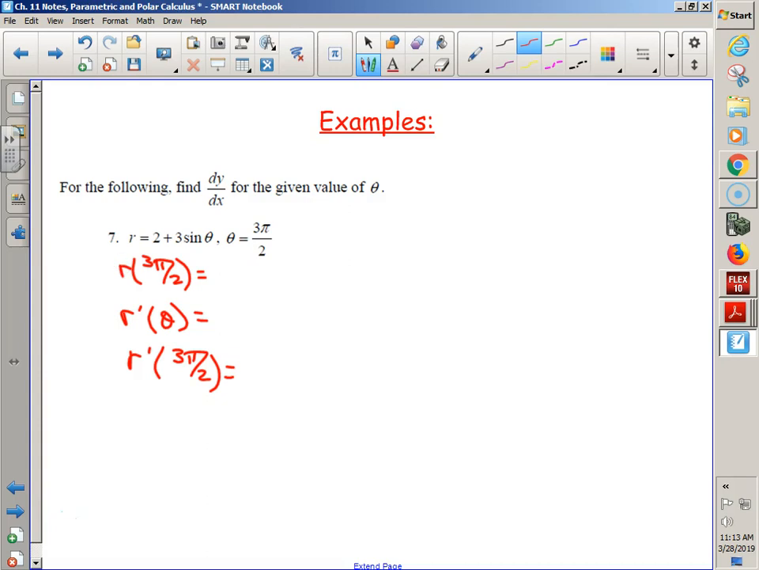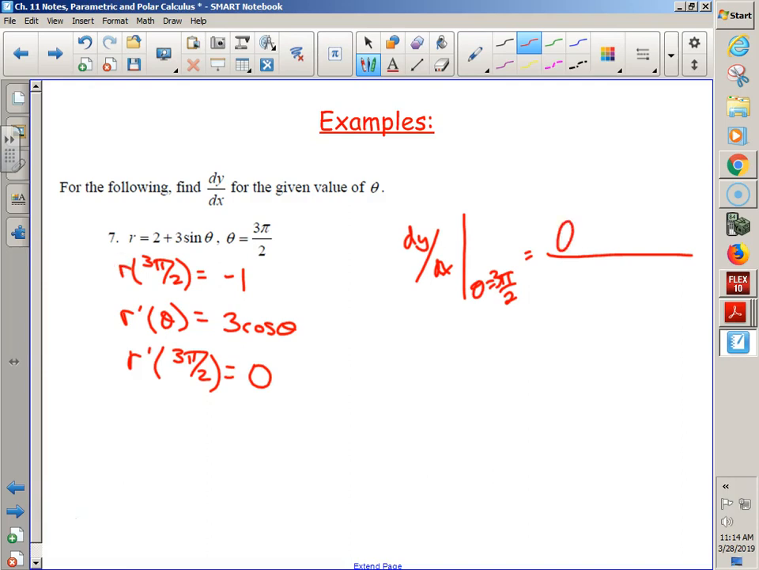R of 3 pi over 2. That's -1, right? So, oh, literally -1. 2 minus 3. You guys agree? And then r prime is just going to end up being 3 cosine of theta, and then plugging in 3 pi over 2 is going to be 0, yeah? Cool. So when we go to do our formula, I'm doing the formula way, just so you guys can see whether or not you like it. dy dx at, now careful, we'd have to put the at if we're doing the plugging in right away. Does that make sense?